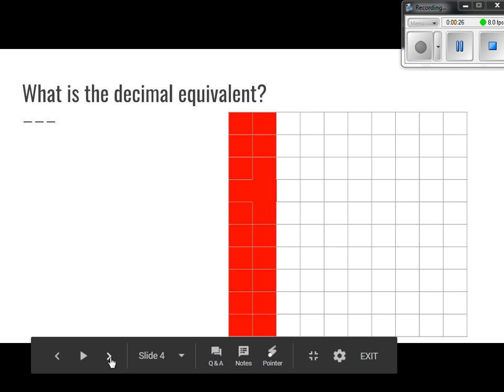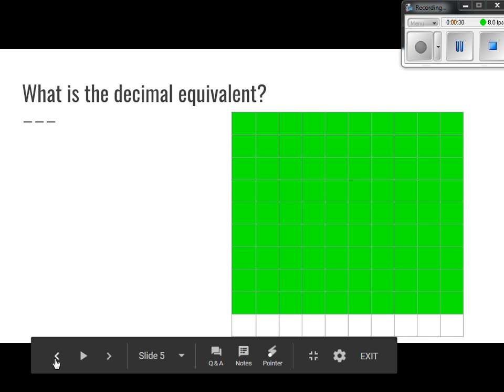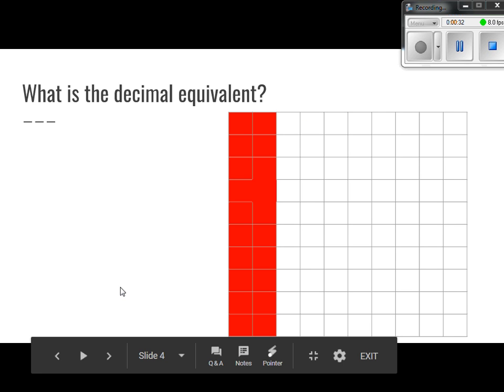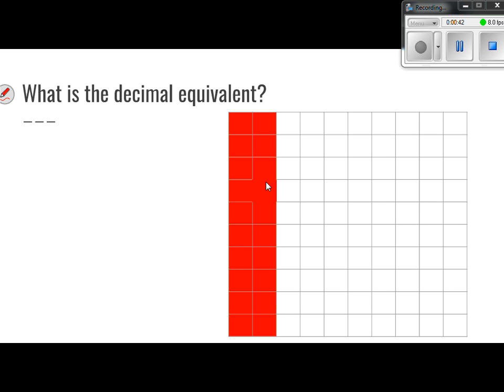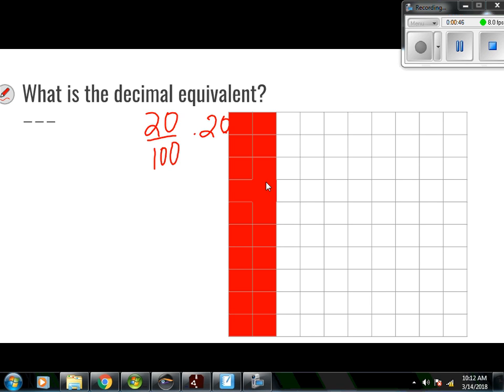Okay, so let's look at this. What is the decimal equivalent of this? This is a 100 block grid, okay? And so if we looked at this, each row, or each column, is worth 10, right? So we have 10 and 20. 20 out of how many? 100. 20 out of 100, okay? Or 20 hundredths.